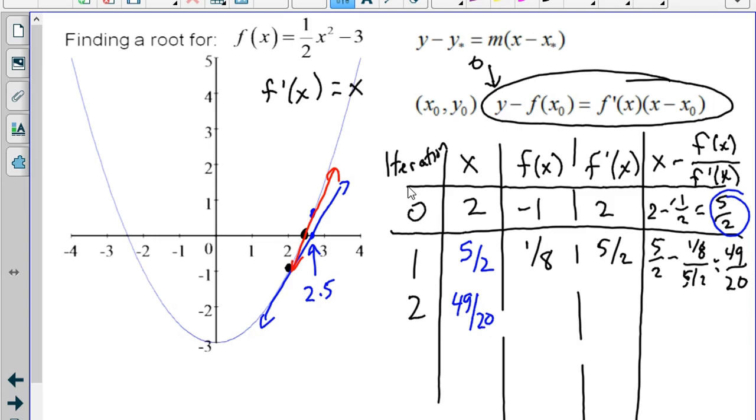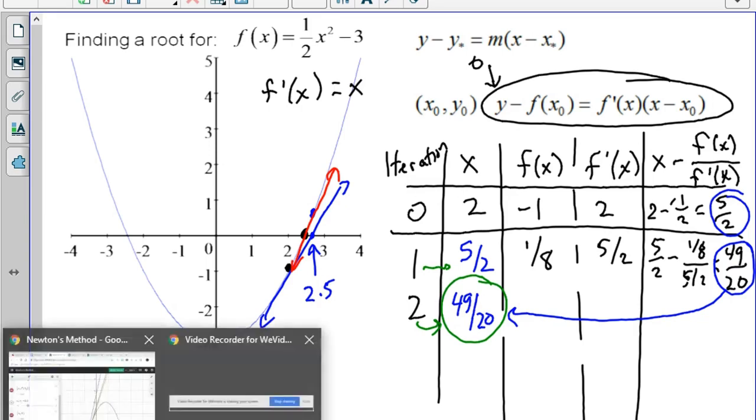I just continue to take whatever this value is and put it into the next iteration. You're often told to do this for a certain number of iterations. So if it says do 2 iterations of this, you would be done right here. At the second iteration, I am now done. The first iteration gives me 5 halves. The second iteration gives me 49/20. Oftentimes they will tell you do this for 2 iterations, or 3 iterations, or they will tell you to get it within a certain amount, like 0.1 or 0.01 of an actual 0.